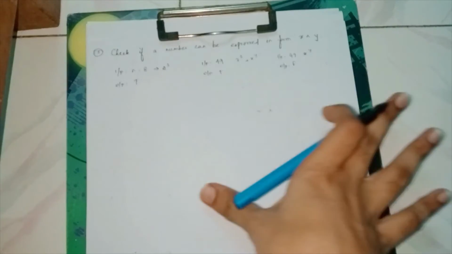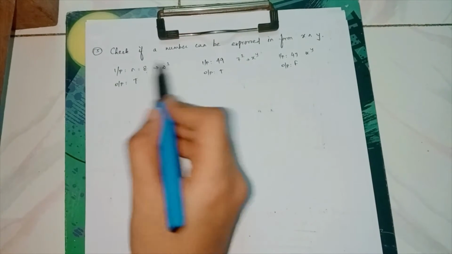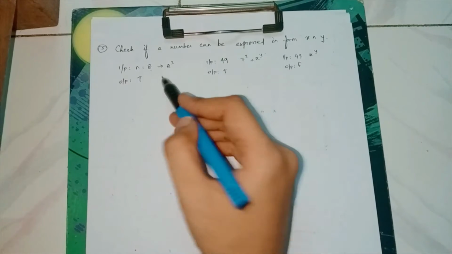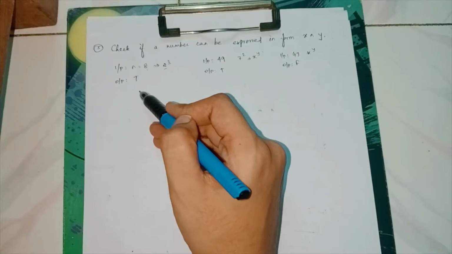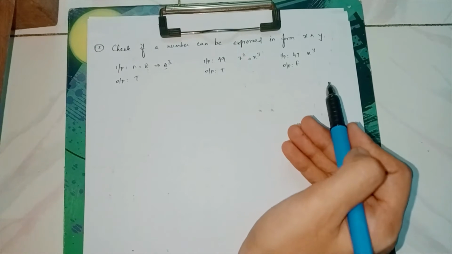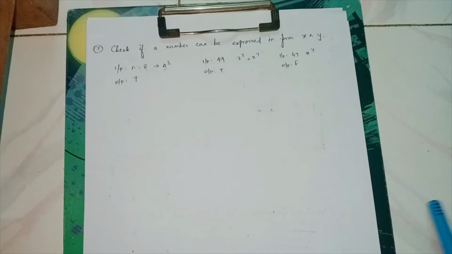So this is the problem statement. Given a number, you will have to check if the given number can be written in the form of x power y. If it can be written, you return true. If it cannot be written, you return false. Okay, so this is the problem statement.